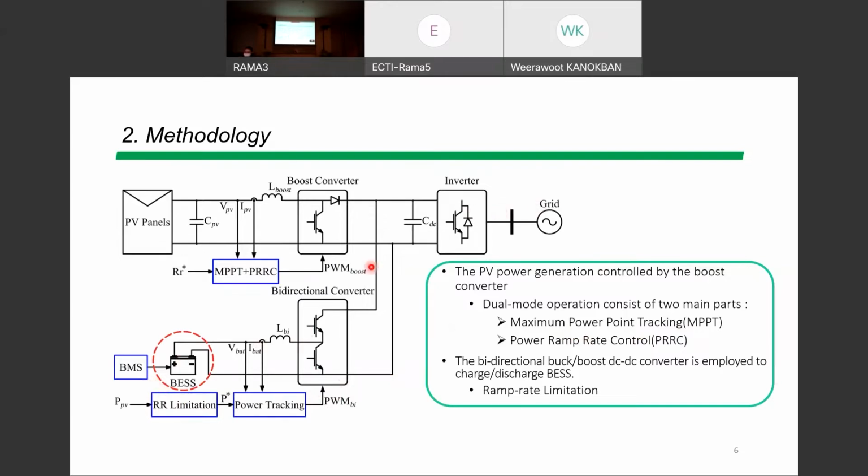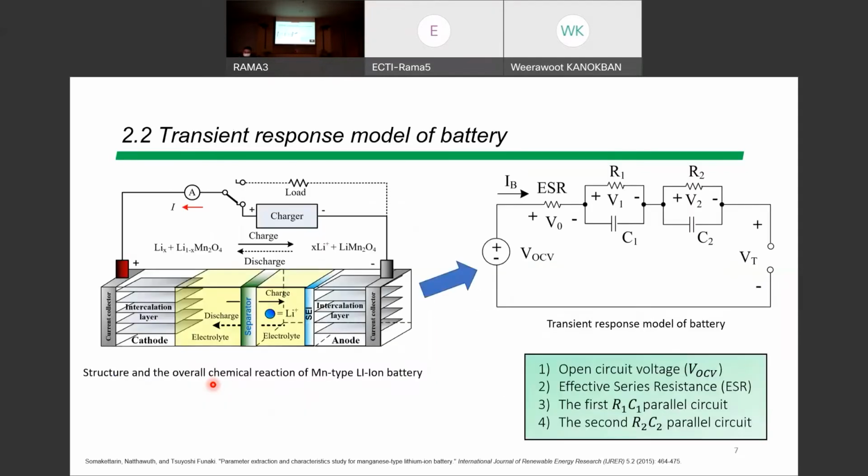In this research, we focus on the BESS to understand the performance of the PV system with battery characteristics. We expand the model of the battery. For this BESS model, we use the transient response model, shown on the right-hand side, of a single cell of lithium manganese oxide. This structure performs well in fast charge and discharge operation, has a large current capability, and has low internal resistance. And on the right-hand side, the battery modeling for the equivalent circuit, and this model includes 4 nonlinear components.